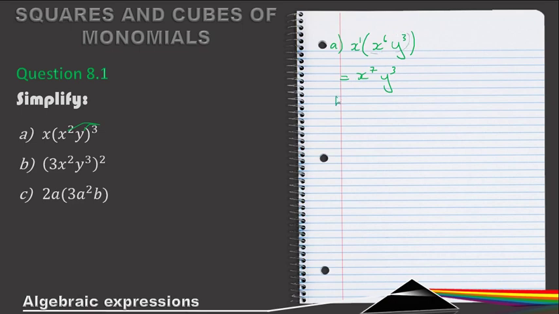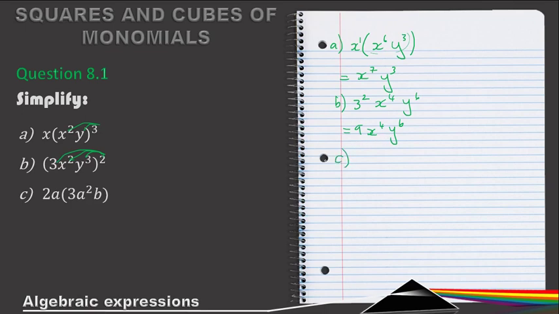All right, for b, this 2 simply goes to each base. So I have 3 squared, then x to the power of 2 times 2 is 4, y to the power of 3 times 2 is 6. So this becomes 9, x to the power of 4, y to the power of 6.